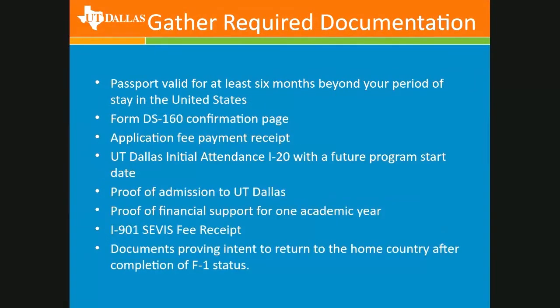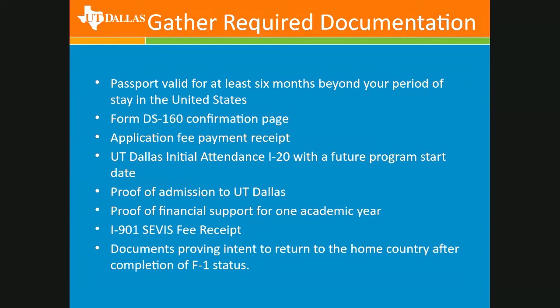Okay, so the next thing you're going to do is gather all the documentation that you should be expected to take to the embassy. We're going to start with the passport. It should be valid for at least 6 months beyond your period of stay in the United States. The Form DS-160 confirmation page. Also, the application fee payment receipt. That would be after you've submitted your DS-160.